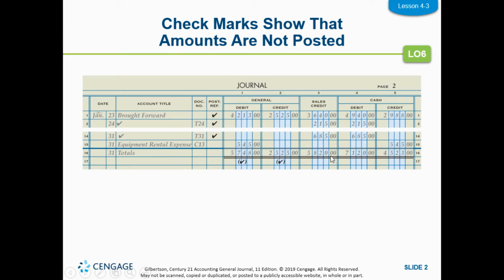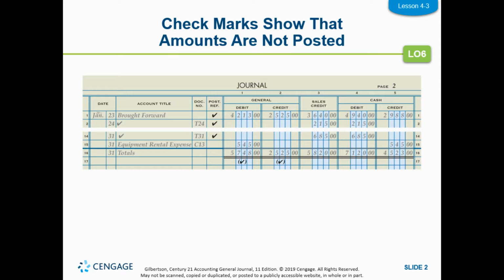And by the way, do we post the totals down here for general debit and credit? Well, of course not. That's why the check marks are down there. We've already done that, right? Okay. Remember that amounts of special amount columns are posted as part of the total of the amount columns. We'll get to that.